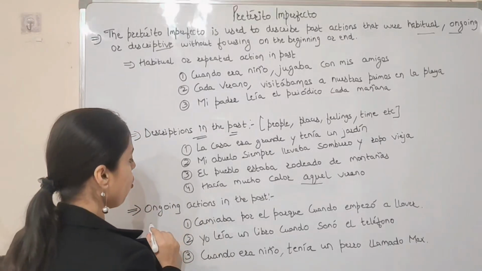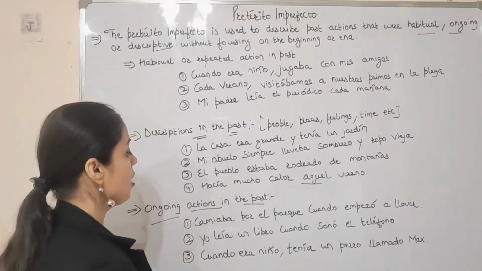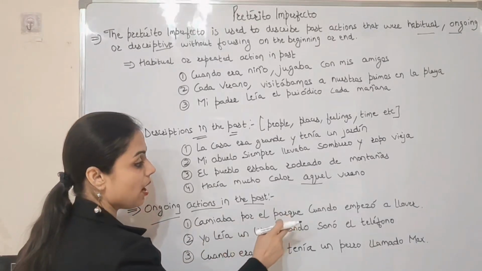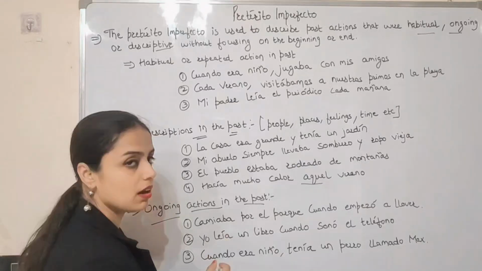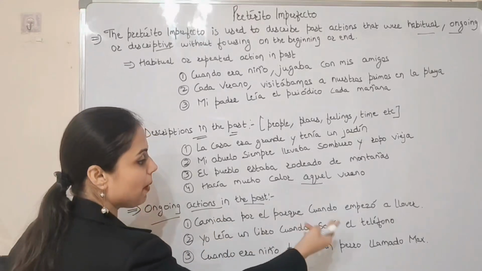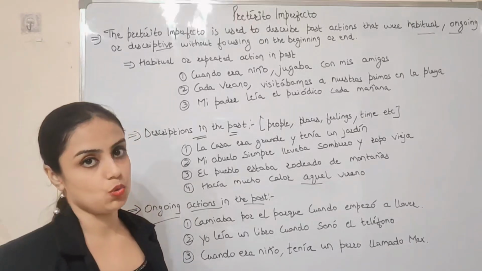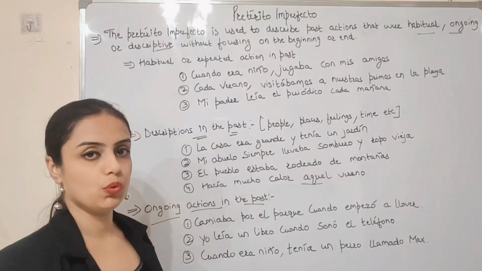Vale. The next one is ongoing actions in the past. First is caminaba por el parque cuando empezó a llover. Vale, caminaba, caminar means to walk. Vale, so caminaba por el parque cuando empezó a llover. I was walking through the park when it started to rain.